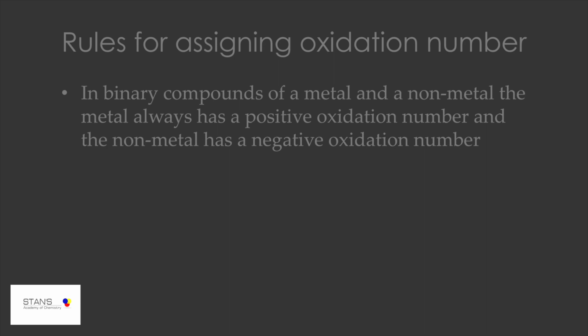In a binary compound of a metal and a non-metal, the metal always has a positive oxidation number and the non-metal has a negative oxidation number. For example, in sodium chloride, sodium is a metal and chlorine is a non-metal. Since metals are electropositive, they tend to lose electrons and become positively charged.